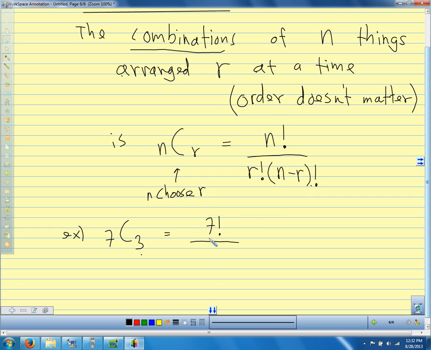So this is 7 factorial. So I kind of gave it away here. What is R here? 3 factorial times 7 minus 3 factorial. We don't distribute the factorial. And I can simplify this. I'll just rewrite it again.